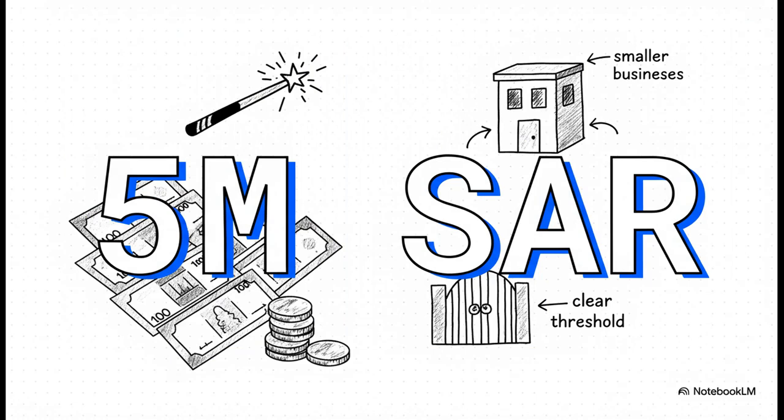And here is the magic number, 5 million Saudi riyals. To even be considered for that cash accounting method, your annual taxable sales have to be under this amount. It's a clear line in the sand, and it's really designed to help out smaller businesses.